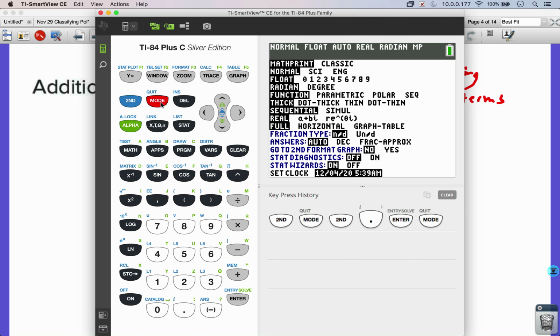So press mode, and what we want is this a plus bi. That lets us be in complex number mode. And you can just leave your calculator on this. There's really no reason to not be on complex number mode. It doesn't change any of the other math, but now when the answer is imaginary, it will display it versus giving you a non-real answer error.